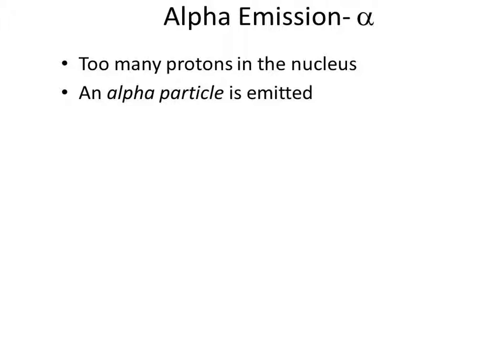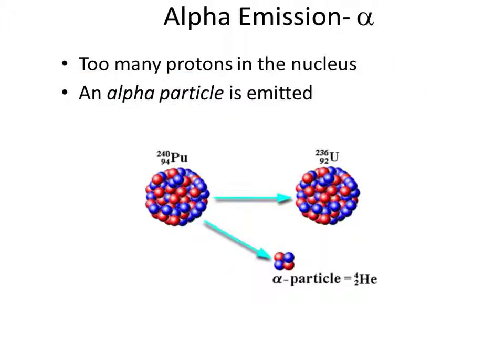So alpha emission is when you have too many protons in the nucleus. When you figure out the radioisotope that you have, you do the N to Z ratio, and depending on that ratio, you'll know whether there are too many protons or too many neutrons. If they have too many protons, you end up with an alpha particle. This particle that's emitted is typically a helium nucleus, a helium atom without any electrons.